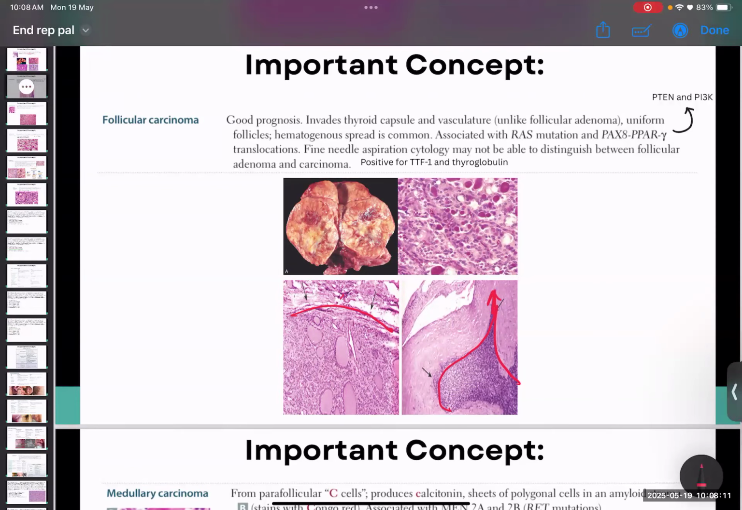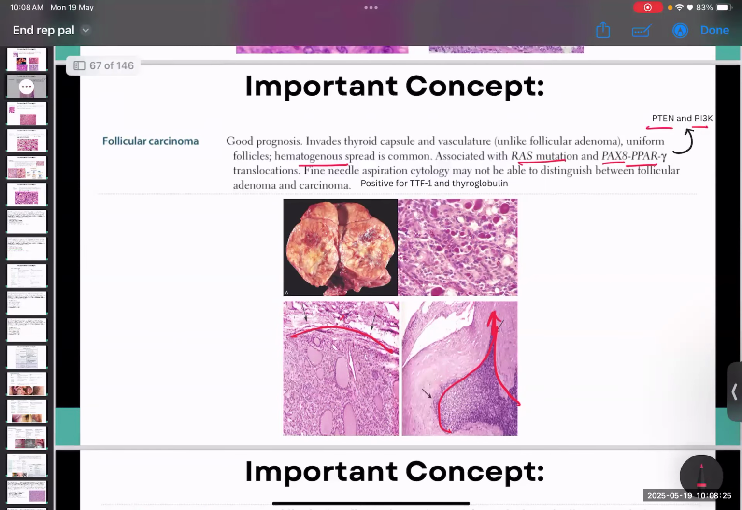Apart from that, this has hematogenous spread, and particularly to the bone. And it's associated with the RAS mutations, and triple P mutations is how I remembered it. So PAX8 and PPAR gamma, then PTEN and PI3K. What you will see is positive for TTF1 and thyroglobulin, which is kind of like a tumor marker in case of thyroid cancers.